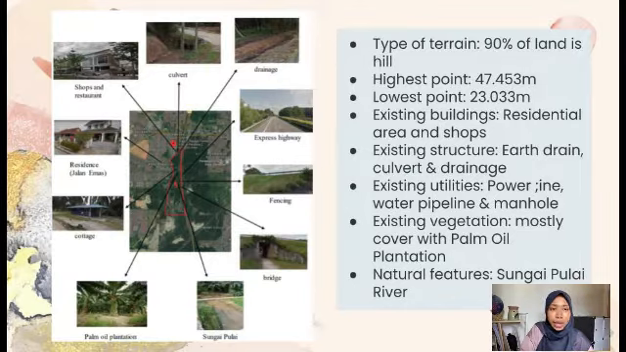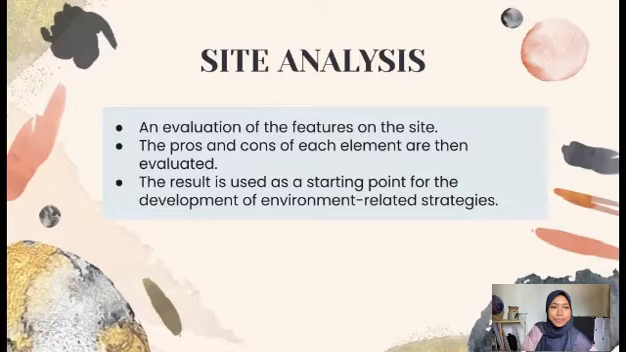Based on the development plan that we got from the lecturers, we found that the area is 90% covered by hill, and it is also mostly covered by palm oil plantation. The highest point in this plan is 47.453 meter, and meanwhile the lowest point is 23.033 meter. The existing buildings on our site are residential area and shops. It also requires earth drain, culvert and drainage. Also, there are power line, water pipeline and manhole. And the natural feature is Sungai Pulai River.